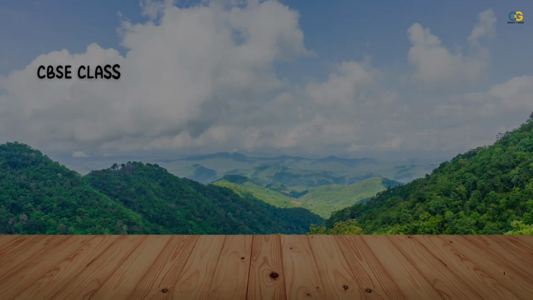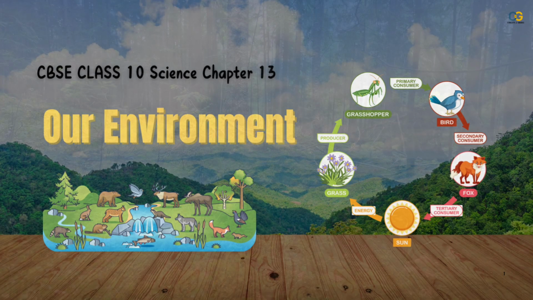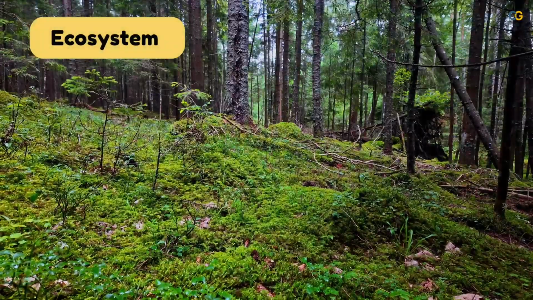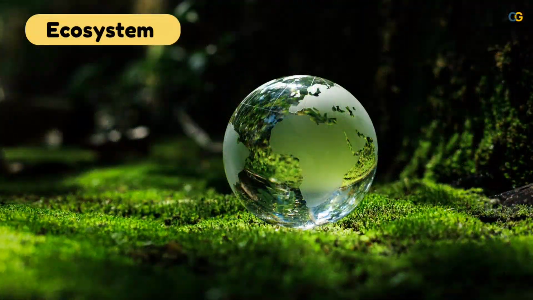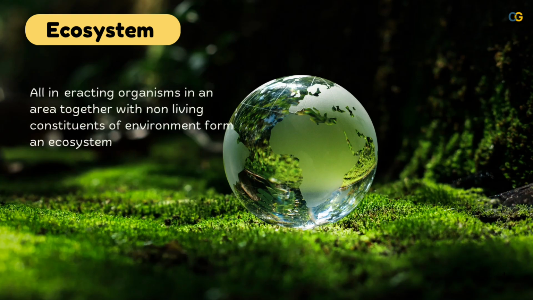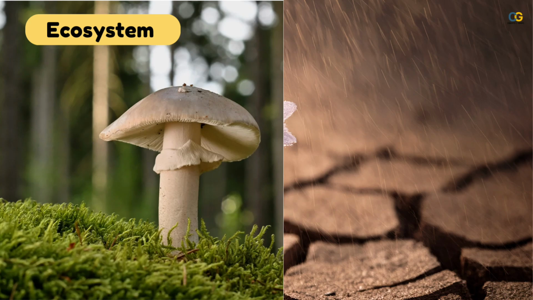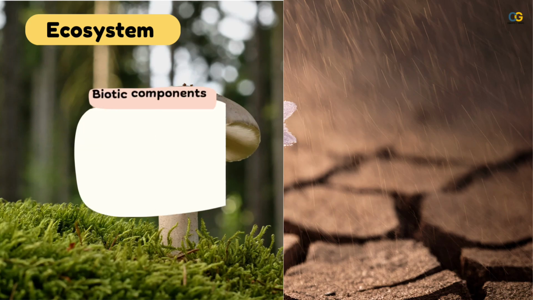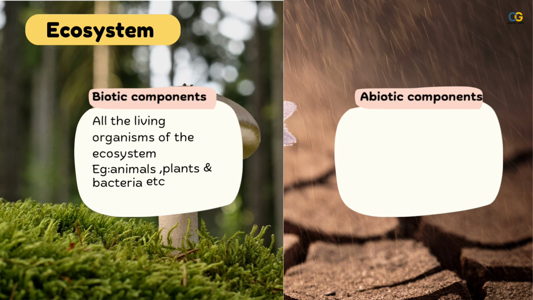Let us master Chapter 13 of CBSE Class 10th Science, Our Environment. Our environment can be classified into an ecosystem, where different living and non-living things interact with each other. The ecosystem is comprised of two components, biotic components and abiotic components. All the living organisms of the ecosystem, such as animals, plants, bacteria, etc., form the biotic components.